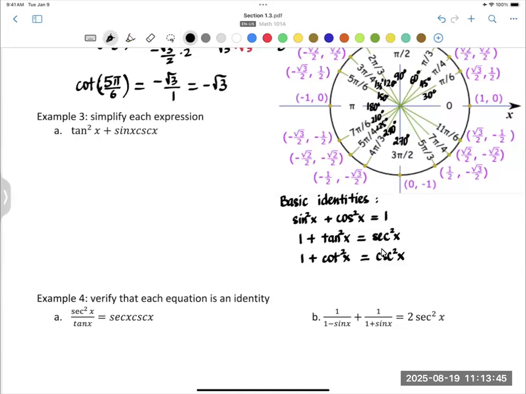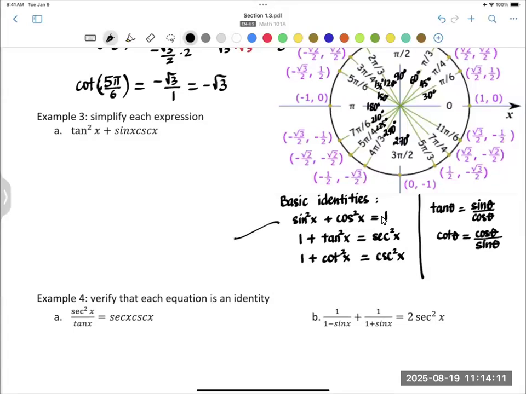You may also need to know that tangent theta is sine theta over cosine theta, and cotangent theta is equal to cosine theta over sine theta. Okay, and of course, these trig identities can always be written back and forth. They are also equivalent. So, for example, sine square plus cosine square equals 1.